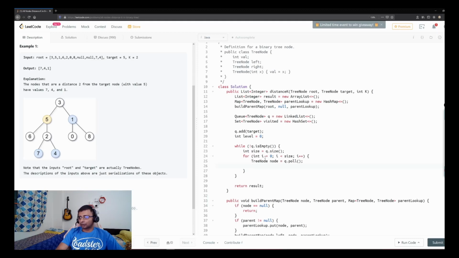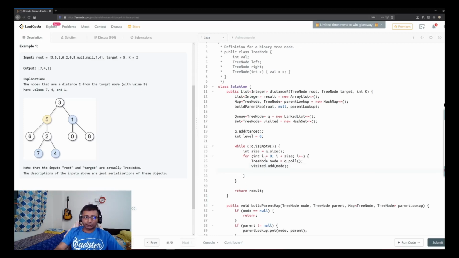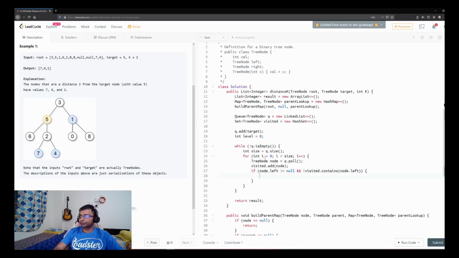So once we get the node out of the queue, what we should do is add it to the visited set, because we are exploring this node. And what we should be checking now is its left child, the right child, and the parent, right? So if node.left is not empty and it has not been seen earlier, so not visited.contains(node.left), that means this node is eligible to be added to the queue.